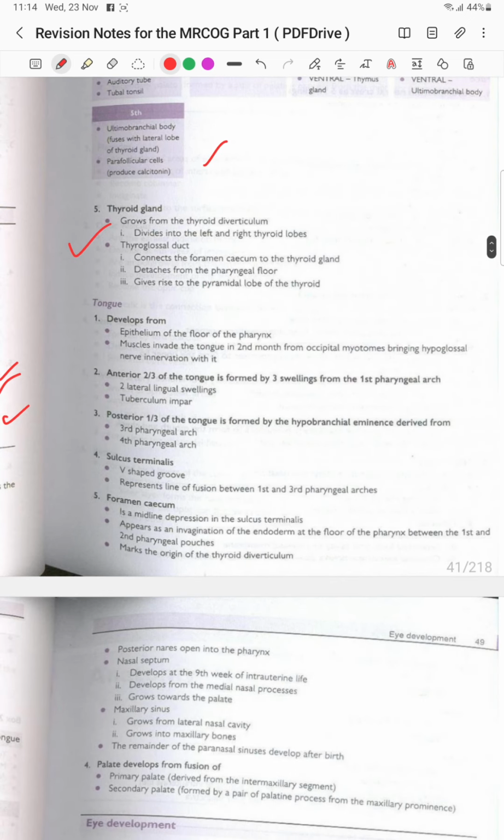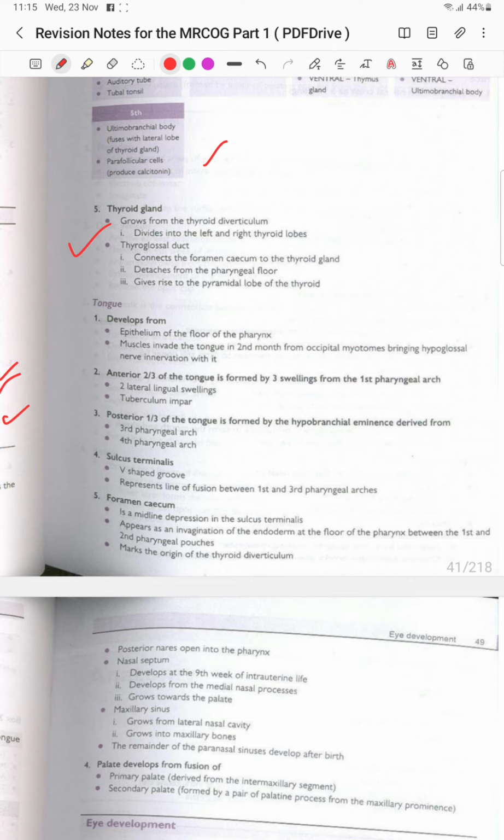The tongue develops from the epithelium of the floor of the pharynx, and muscles invade the tongue in the second month from the occipital myotomes, bringing the hypoglossal nerve and its innervation with it. The anterior two-thirds of the tongue is formed by swellings from the first pharyngeal arch: two lateral lingual swellings and the tuberculum impar.